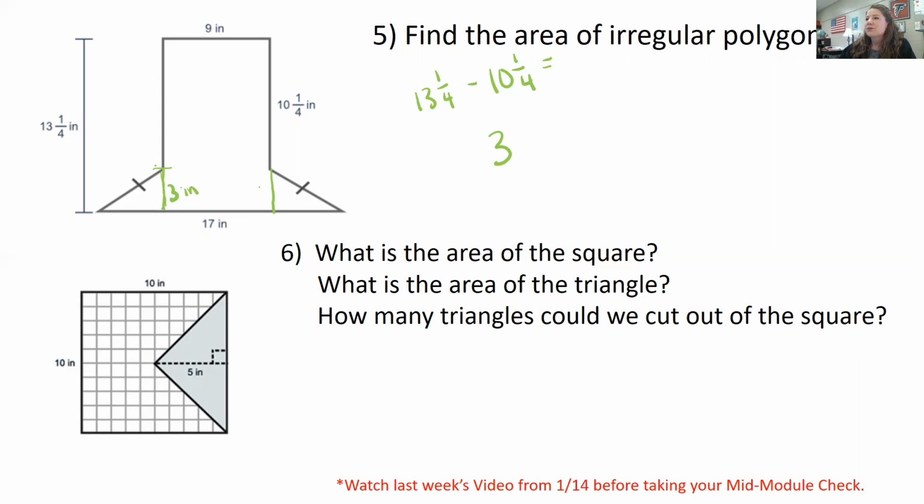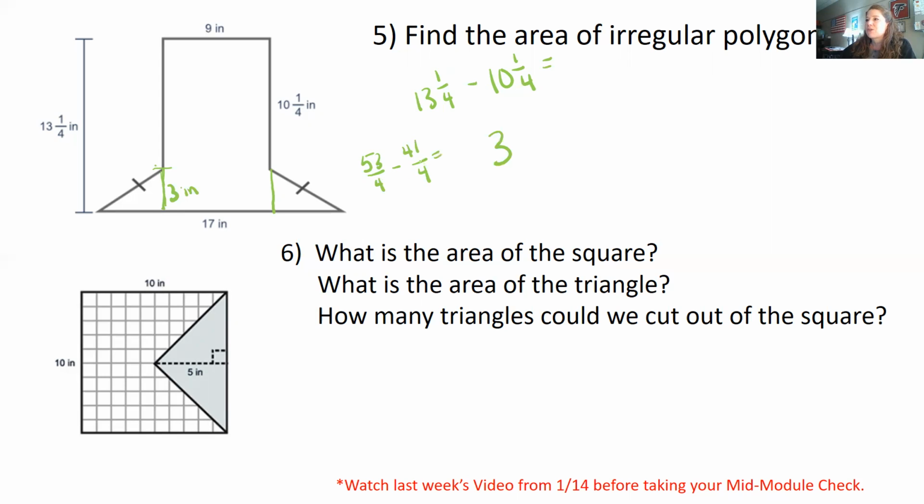Actually, both triangles, right? Also, with these fractions, you could turn these into improper fractions. You can multiply 13 times 4 and add 1. So what is that? 13 times 4 is what? 52. Add 1 is 53/4. Minus 10 times 4 is 40, plus 1 is 41/4.